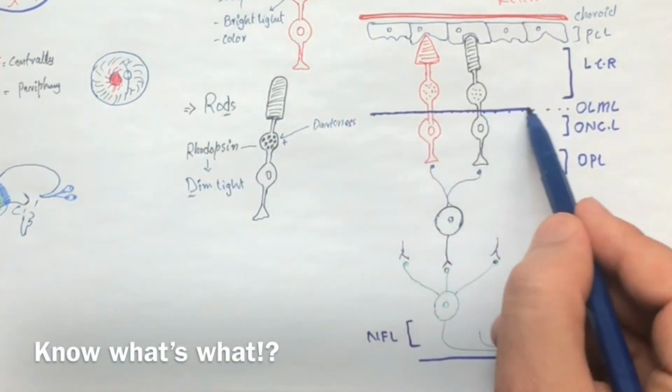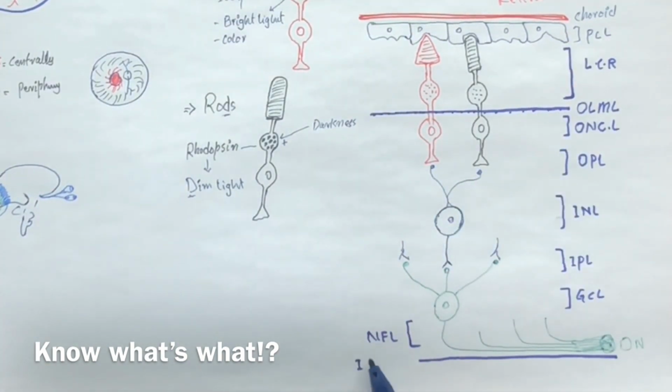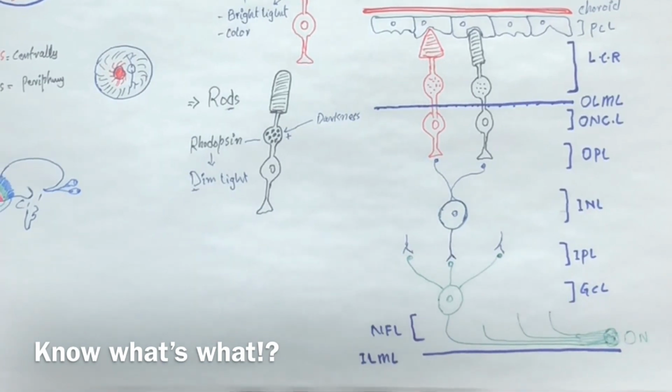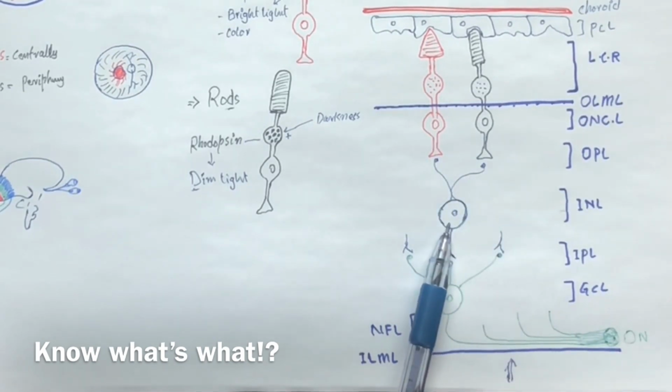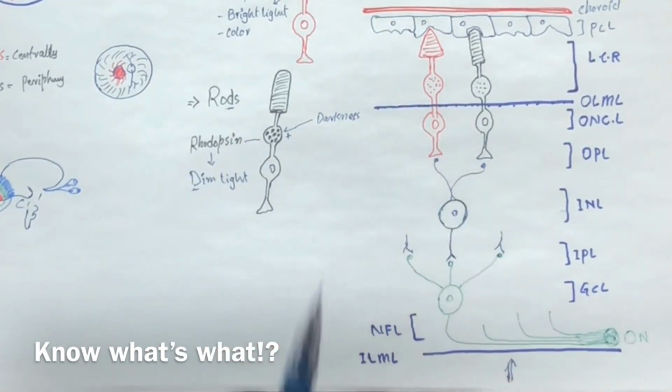So this is the inner limiting membrane layer. Now this is the inner side, and the light will enter here and it will go up and then the action potential will be produced. So if we look at the different cells, the cones, the rods, the bipolar, and the ganglion cells, right?